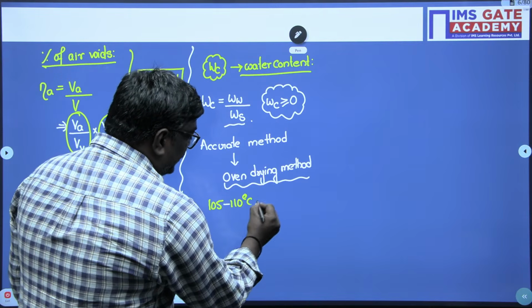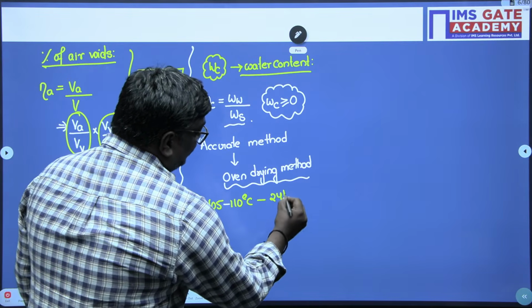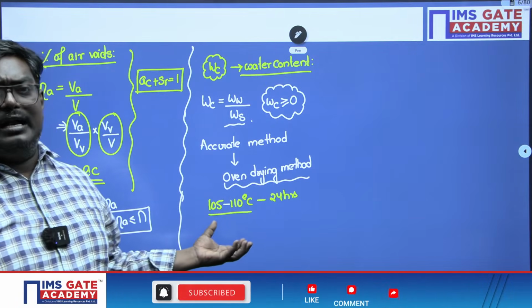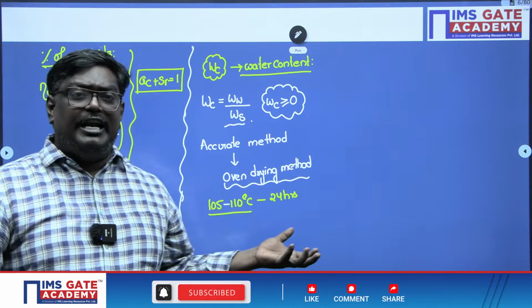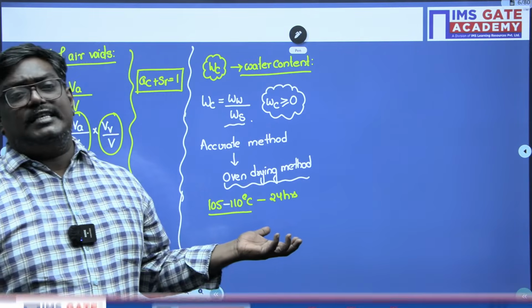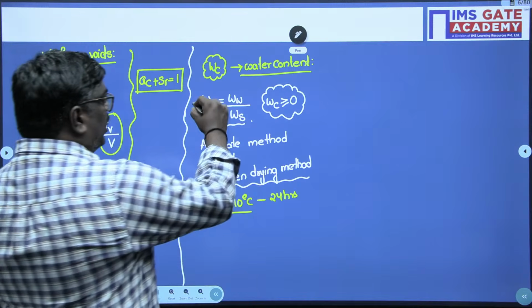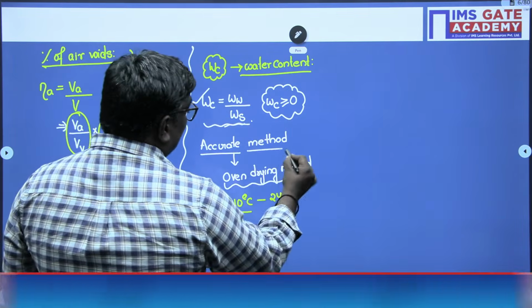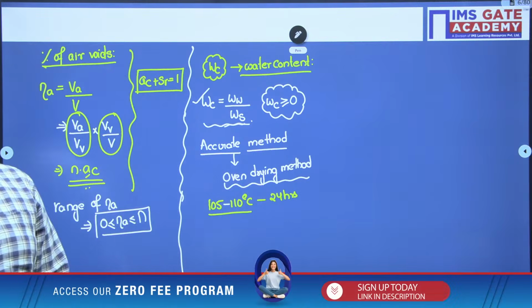And it will be for a duration of how much? 24 hours. Why usually this temperature, sir? The boiling point of water is 100 degrees, and if you overheat it, the soil will lose its nature. So here you always remember, water content is equal to weight of water by weight of solids, and this is the accurate method in determining the water content.